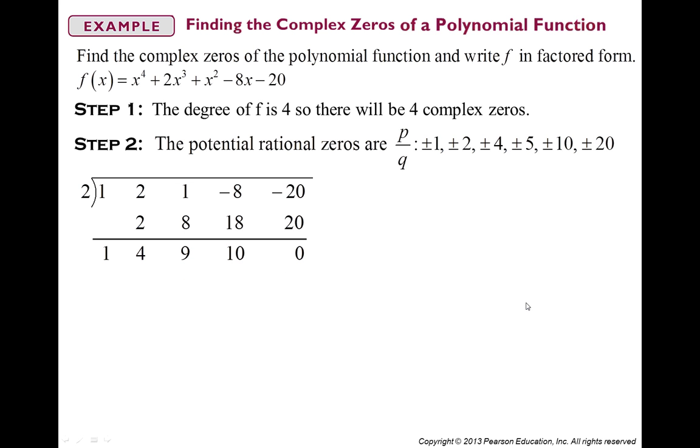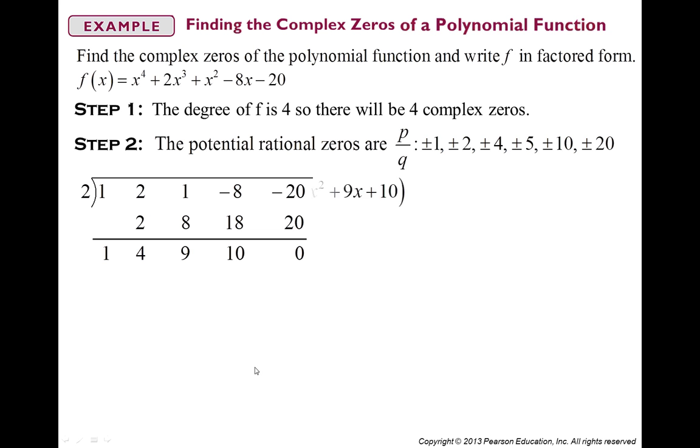So we start testing. We're going to test 2. I would test the 1s first, but for time's sake, we're testing 2. Pull down the 1. 1 times 2 is 2. 2 plus 2 is 4. 2 times 4 is 8. 1 plus 8 is 9. 2 times 9 is 18. Negative 8 plus 18 is 10. 2 times 10 is 20. Negative 20 plus 20 is 0.